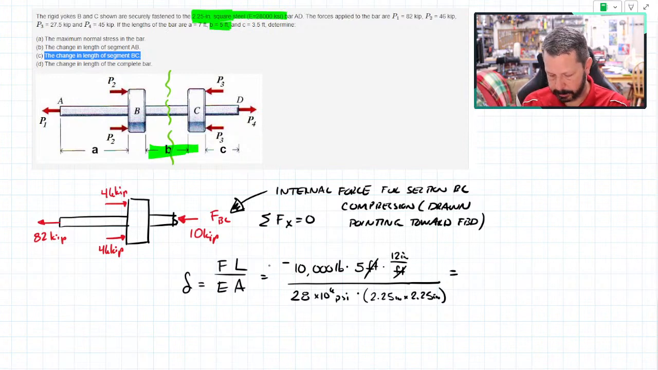So let's see if we can come up with the right answer. I'm using a phone as a calculator, so it's got a little bit of issues. But we'll see if we can work it out. Let's see. 10,000 times 5 times 12 divided by, I want to recall.